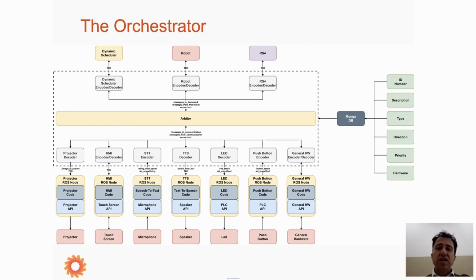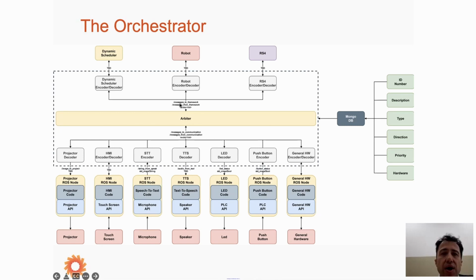And I want to conclude by introducing the orchestrator. The orchestrator is this nasty guy. Basically it's a ROS interface for all the interaction devices we have used in Rossini in one of the use cases. So we have the projector, the touch screen, the microphone, the speaker, and so on and so forth. And all these devices are integrated with a standard ROS interface that allows to integrate any device with ROS.